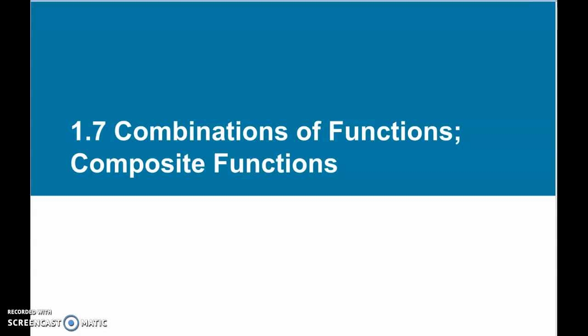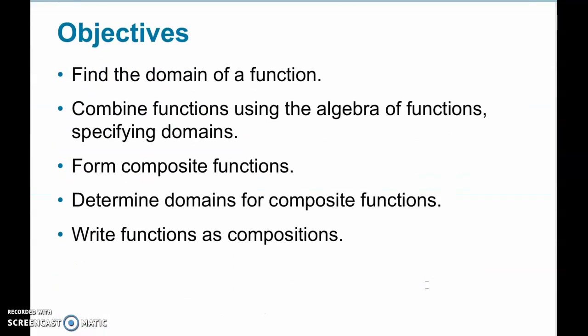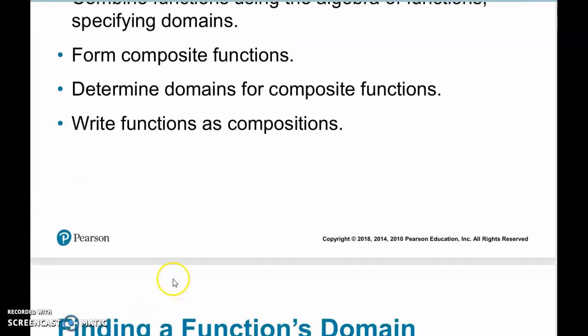All right, we're going to talk about 1.7, which talks about the combination of functions and composite functions. So these are our 5 objectives. Being able to find the domain of a function, combine functions using algebra of functions, specifying the domains, form composite functions, determine the domains for the composite functions, and then write functions as compositions.